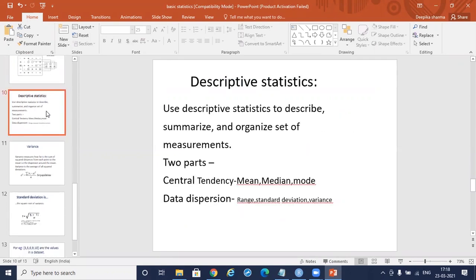Now, whenever we are talking about statistics, there is a main one, descriptive statistics. Descriptive statistics is used to describe, summarize and organize a set of different measurements. Measurements itself means the data, observations we can say. Now there are two parts of descriptive statistics. We call them central tendency and dispersion. There are different details inside the central tendency and the data dispersion. Now we are going to look one by one at all the details of the mean, median, mode inside the central tendency, and then come to the data dispersion.